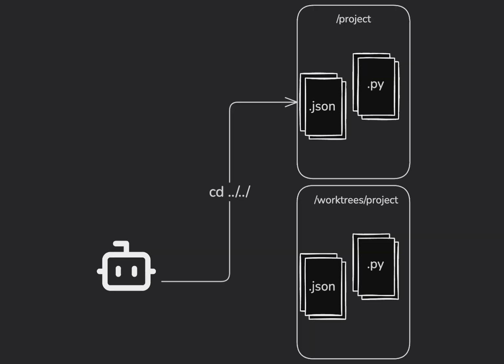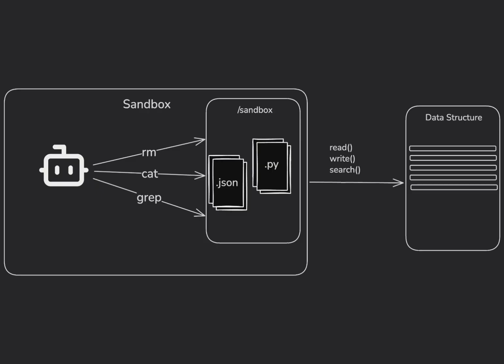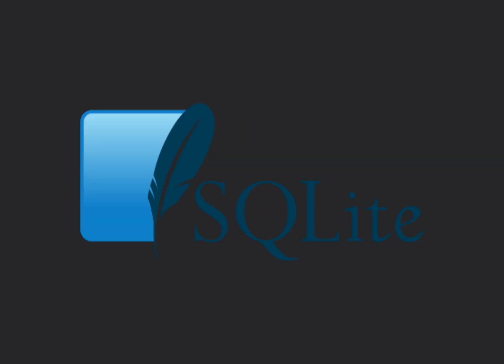Another solution is to use a virtual file system. From the agent's perspective, it's writing files and traversing directories, but behind the scenes, those tools are manipulating some data structure that represents the file system. What data structure do we use? A very qualified candidate is SQLite, an in-memory database.